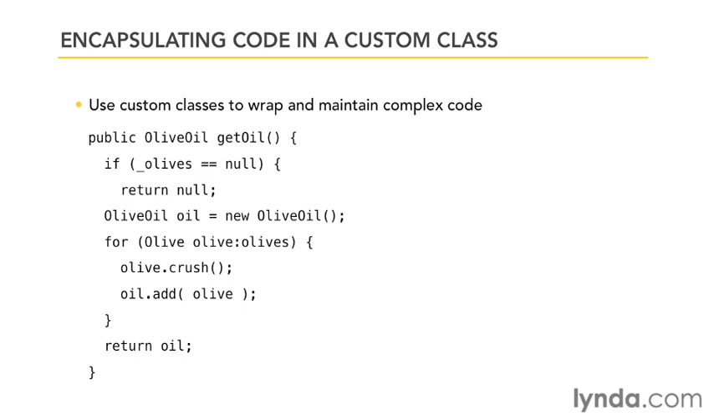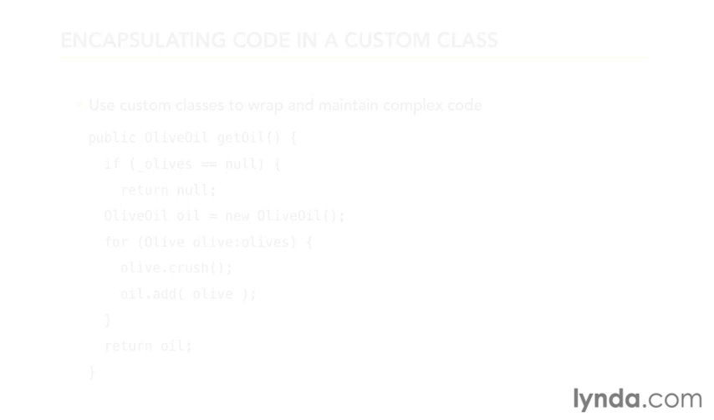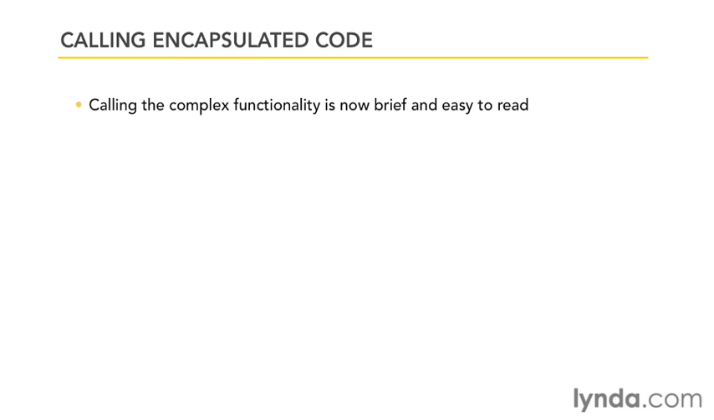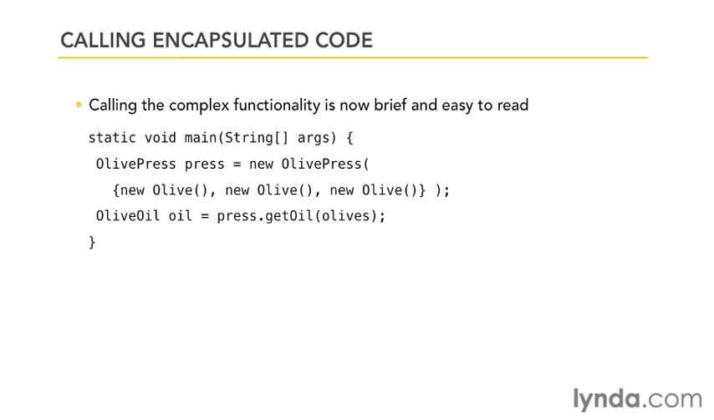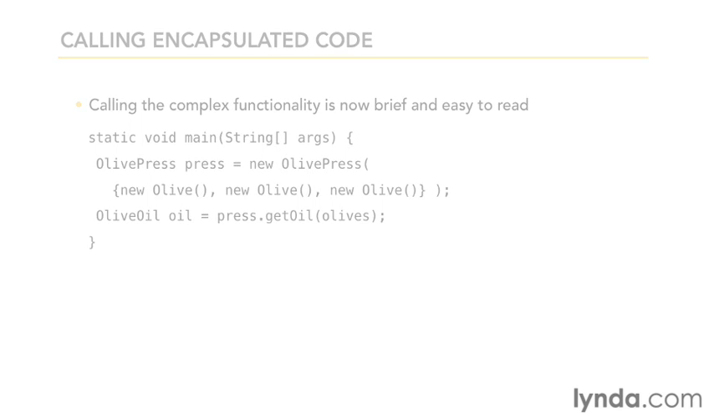The developer of this class needs to understand and deal with the complexity, but the user of the class only has to call the getOil method. And so the primary code of the application can now be very brief and very easy to read. I would create an instance of the olive press, I'd pass in my olives, I'd call the getOil method, and I'd get back the oil. All of the mechanics and the complexity of how that operation happened would be hidden from me. All I need to know is call the method, get the result. So that's how encapsulation works.